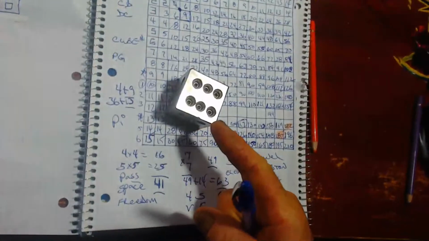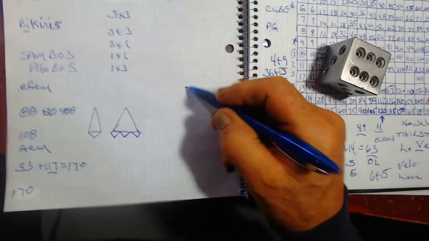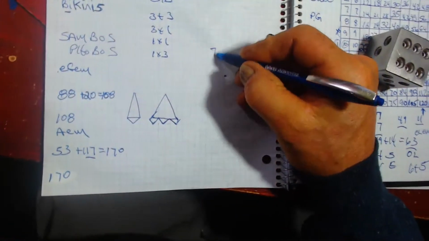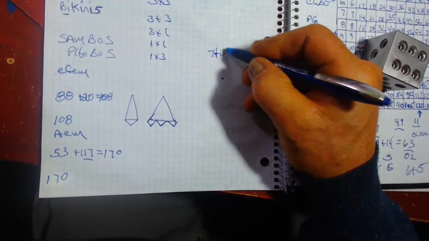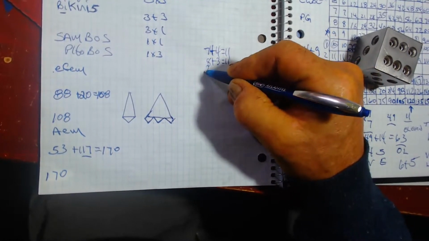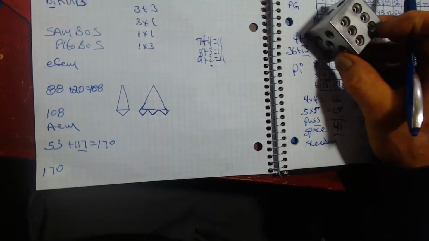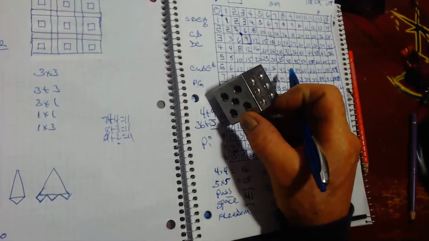There is no other 11 on a cube. Every other 11 is off the cube. There is 7 and 7 plus 4 equals 11. There's 8 plus 3 equals 11. There's 9 plus 2 equals 11. Otherwise, the only 11 is this right over here.